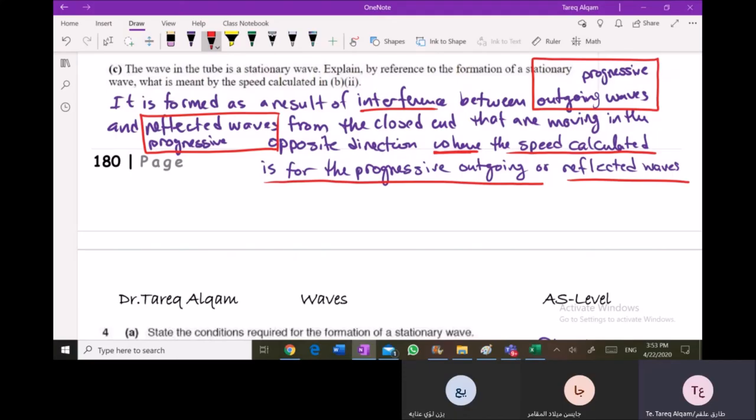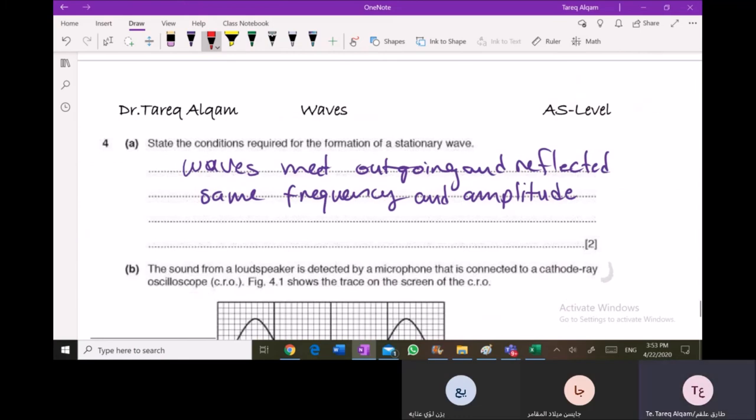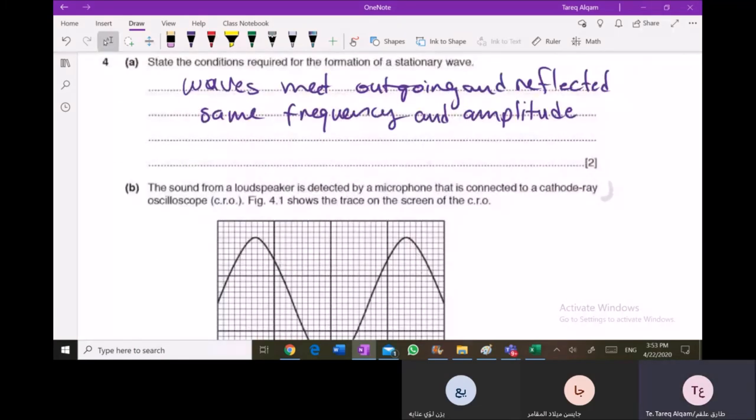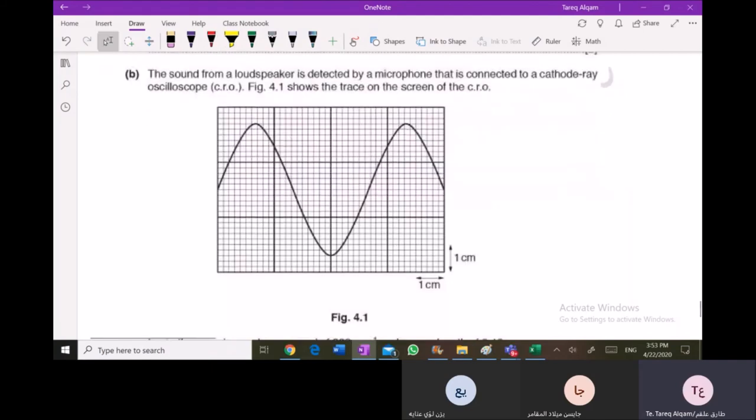In this topic, state the conditions required for formation of a stationary wave. The outgoing waves and reflected waves must meet. They must have the same frequency and amplitude in order to have a stationary wave pattern.